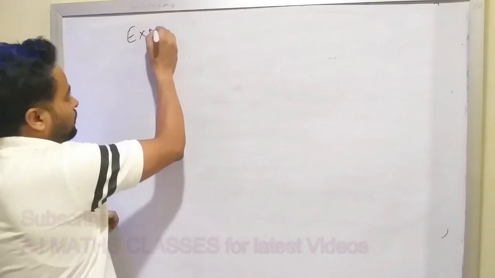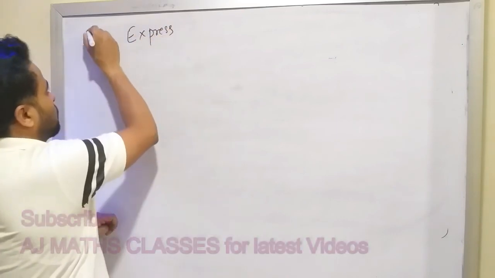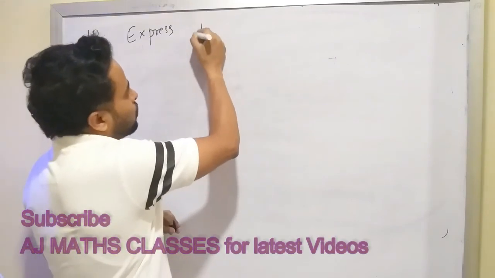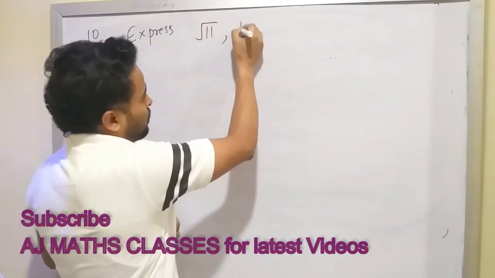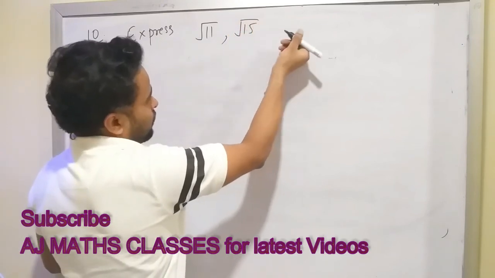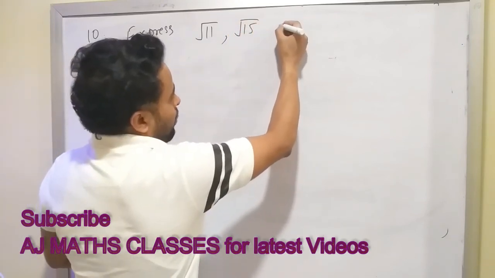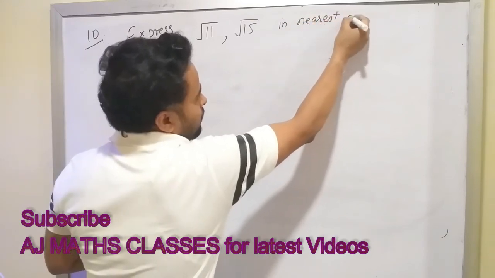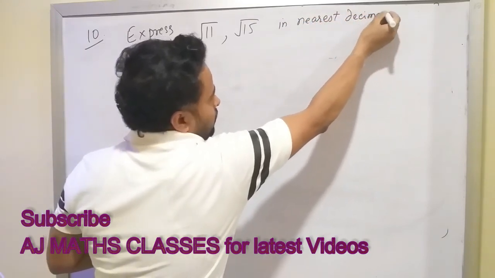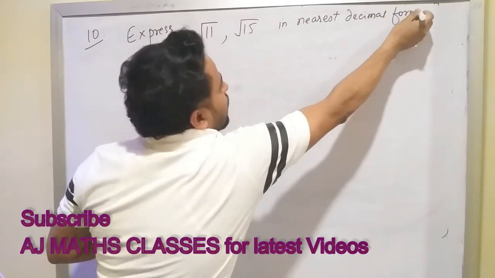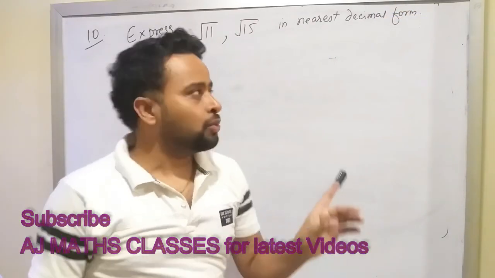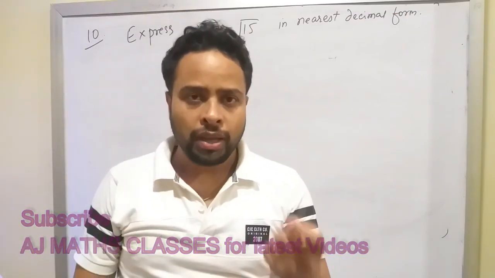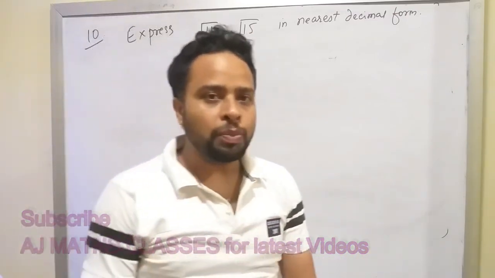Question number 10. Express root 11, root 15, okay, in nearest decimal form. That means approximate value of root 11, root 15, root 19, root 17. If you want to find, how will you proceed?